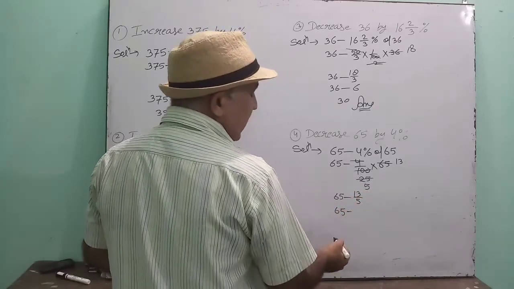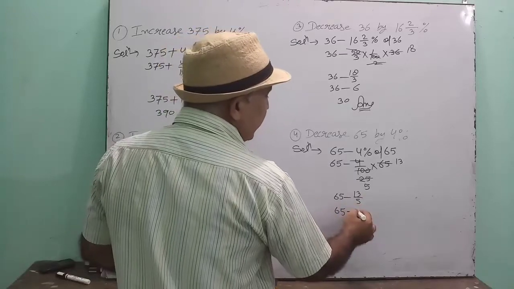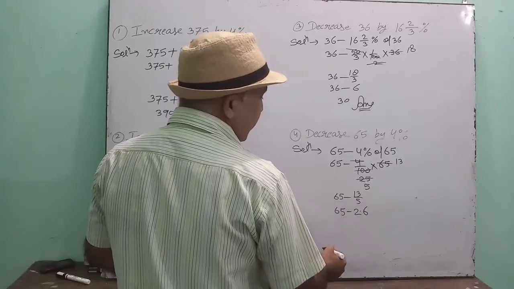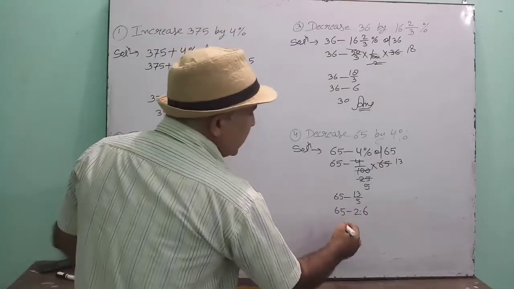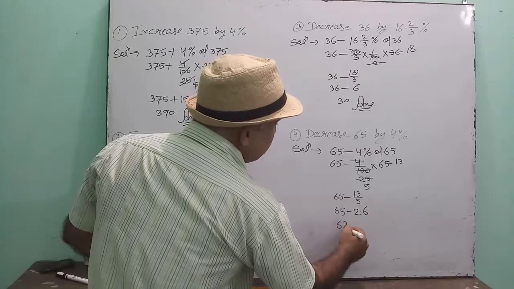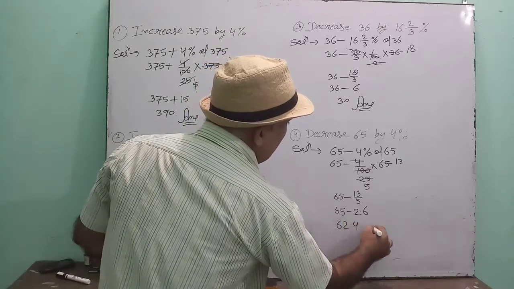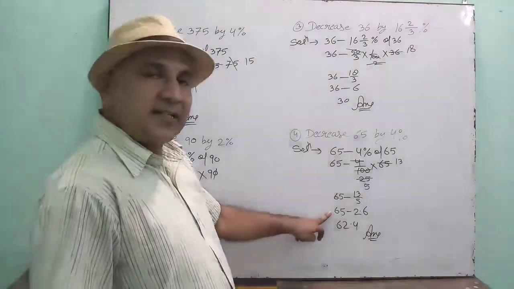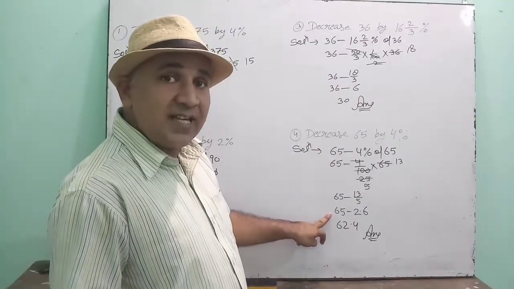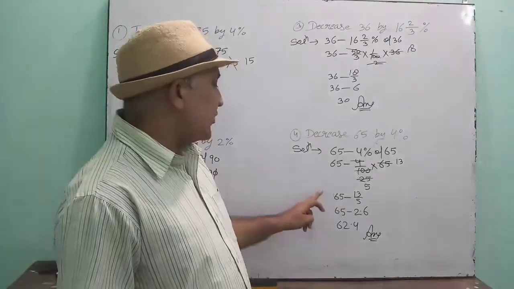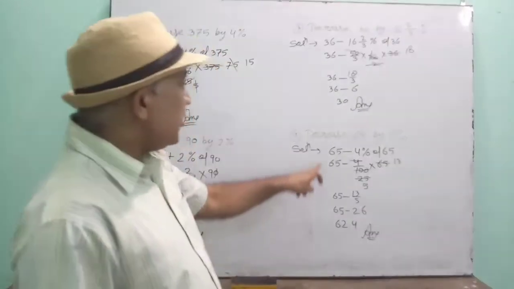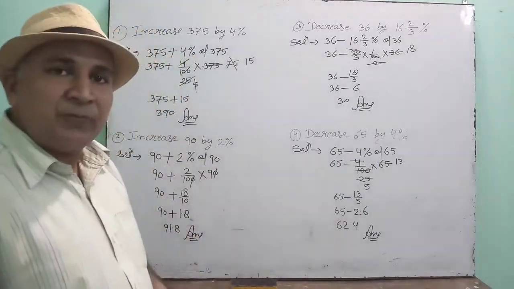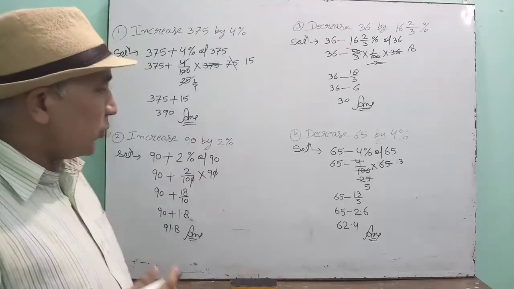Now solve and get your answer. When 5 divides 13, 5 into 2 is 10, then decimal, 5 into 6 is 30. 65 minus 2.6 means 62.4. Understood? This type of subtraction you have studied in the decimal chapter. So you must revise that chapter also so that you can do it correctly. Okay? When 65 is decreased by 4%, it becomes 62.4. Now pause the video and note down these questions.